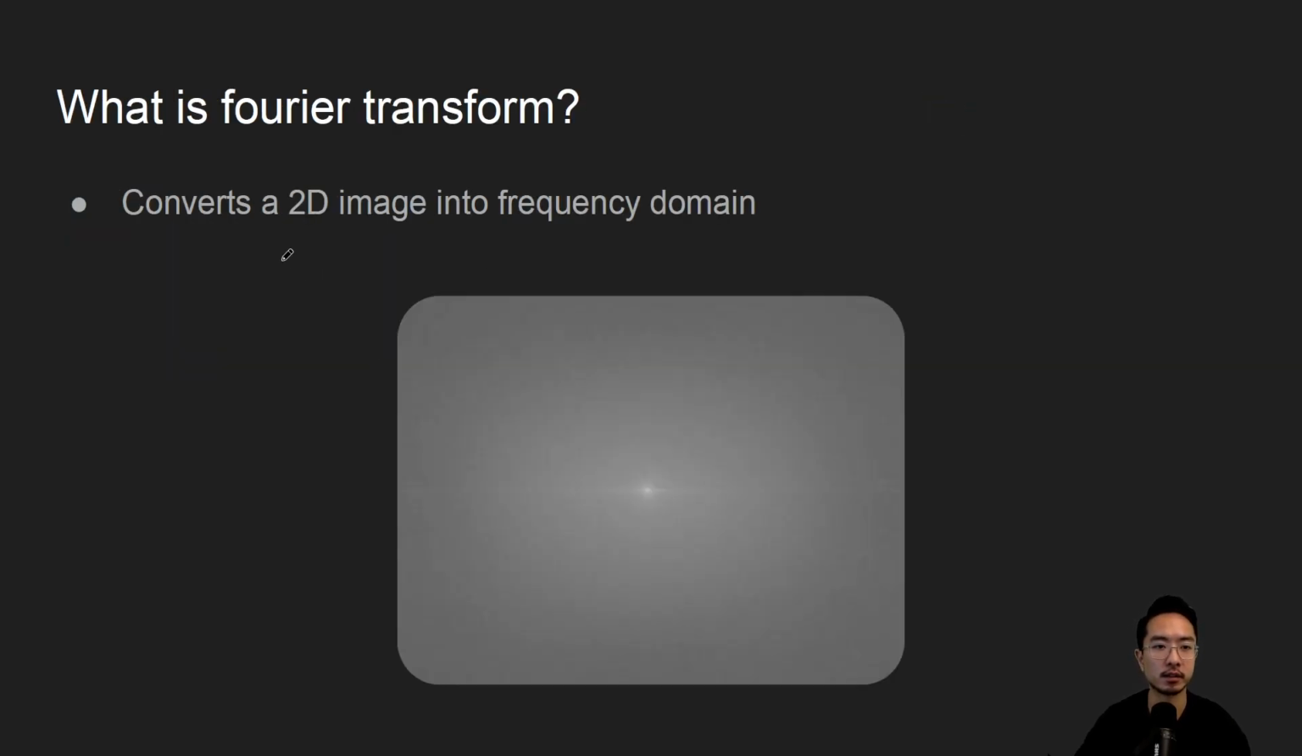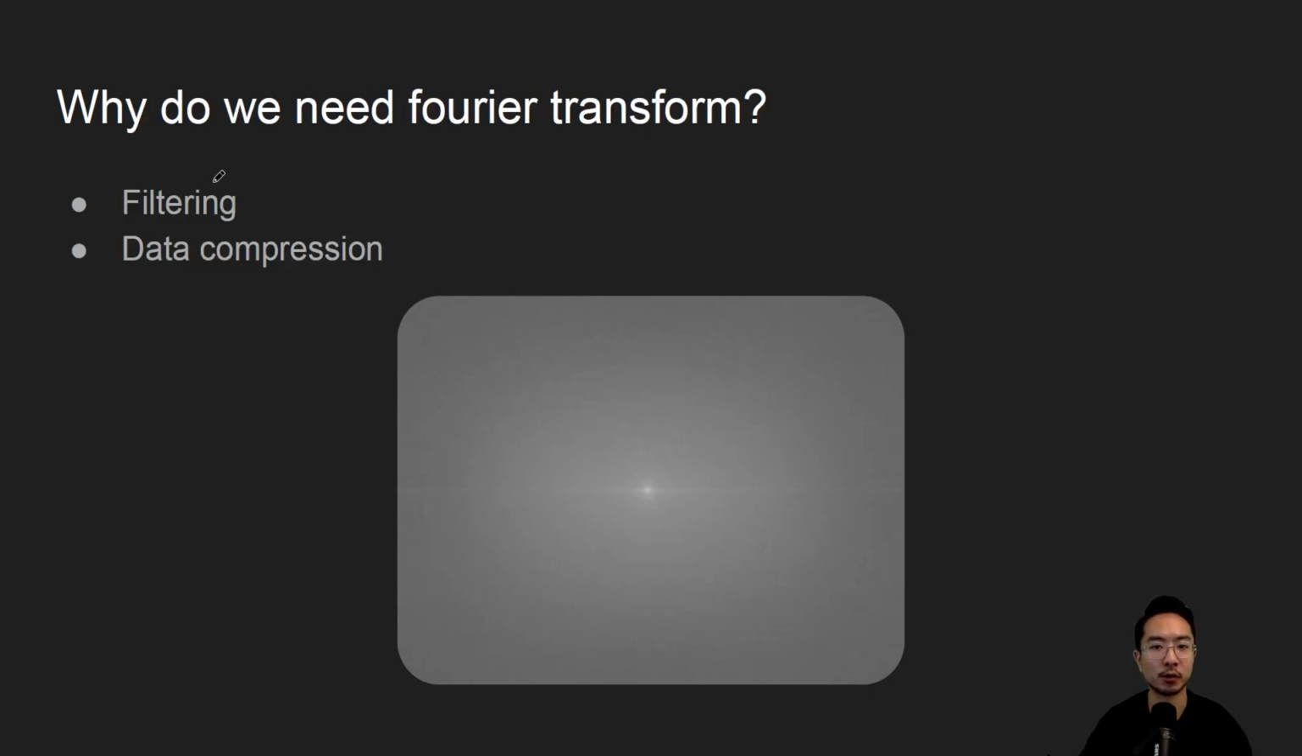Okay, so what is the Fourier transform? The idea is it converts a 2D image into the frequency domain. A typical image we see, we count that as the time domain, and this image here on the bottom is what we call the frequency domain image. So why do we need the Fourier transform? One of the main things you could use it for is filtering and also data compression, because you could actually express your image with just very little detail, as we will see later on.